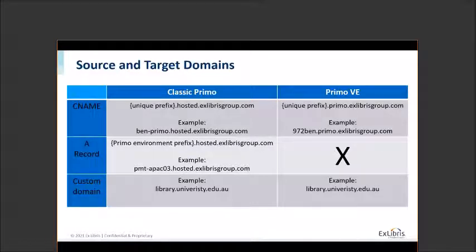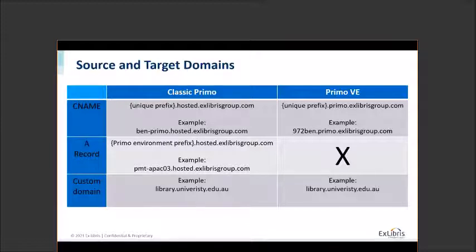For Primo VE, there is the CNAME, which will start with a unique prefix .primo.xlibrisgroup.com. Notice that slight difference. And there is a custom domain, which will look exactly the same as it did when used for Classic Primo, except for the continuation of the URL, which will change from Primo-Explore to Discovery. We'll see an example of that in one of the next slides.